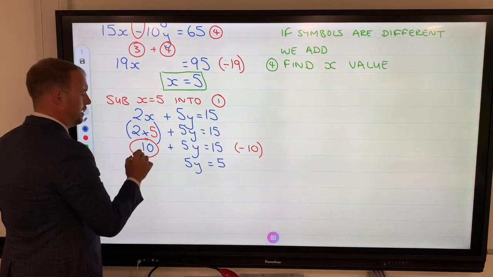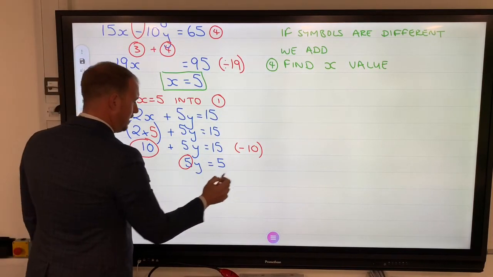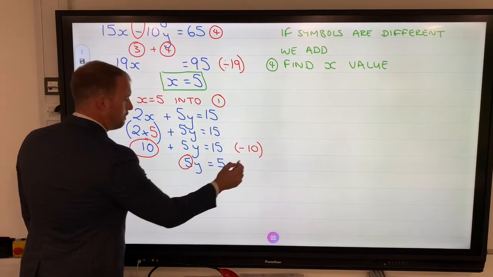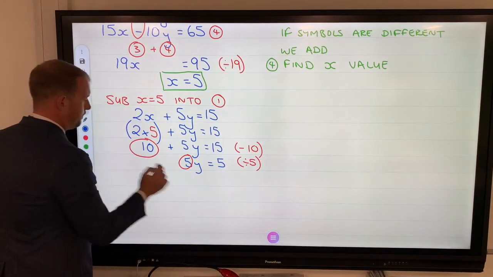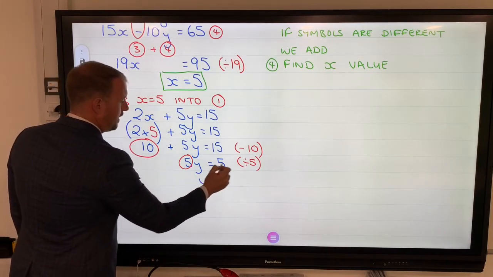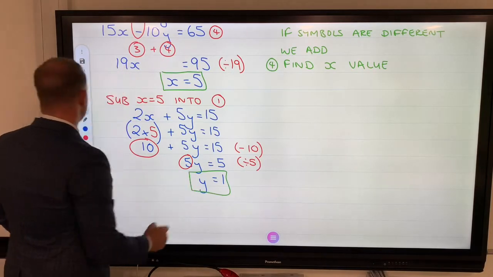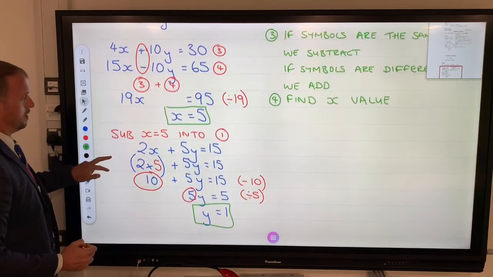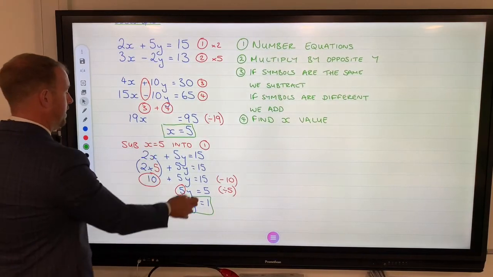So if that's eliminated, then it's obviously not there. To find the value of y, we eliminate the 5, that's 5 times y. The opposite, or the inverse, of times is divide. So 5 divided by 5 is 1. So we have now solved our equation. We've got x is 5 and y is 1.